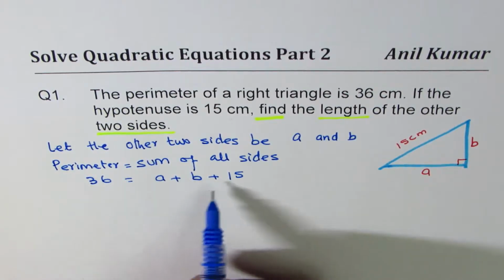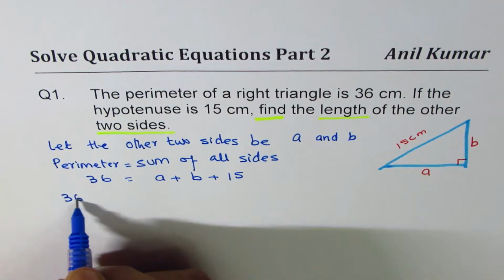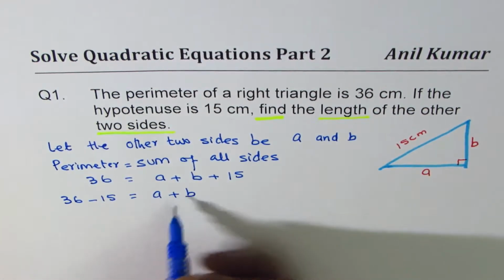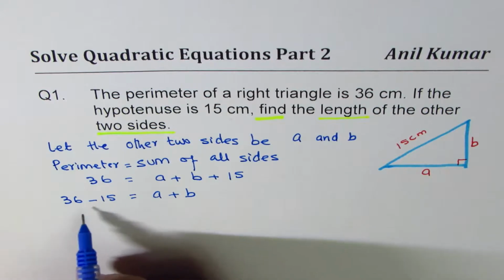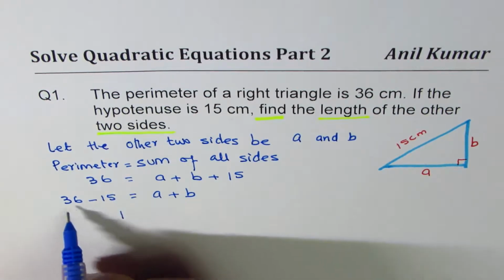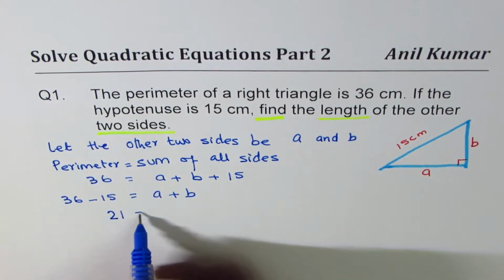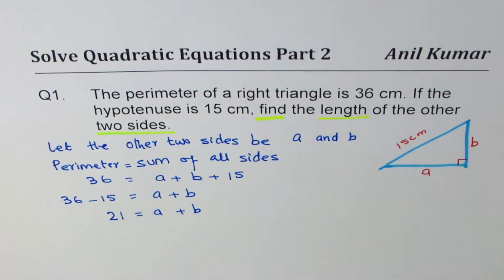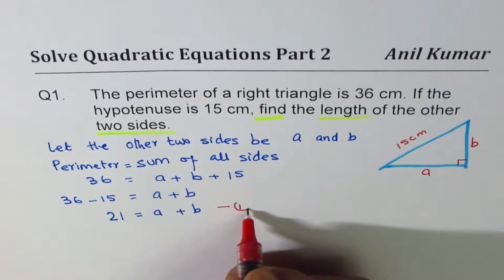We can rearrange this equation and we get 36 minus 15 equals A plus B. 36 minus 15, 6 take away 5 is 1, 3 take away 1 is 2, so 21 equals A plus B. So sum of these two sides is 21. We'll call this our equation number 1.